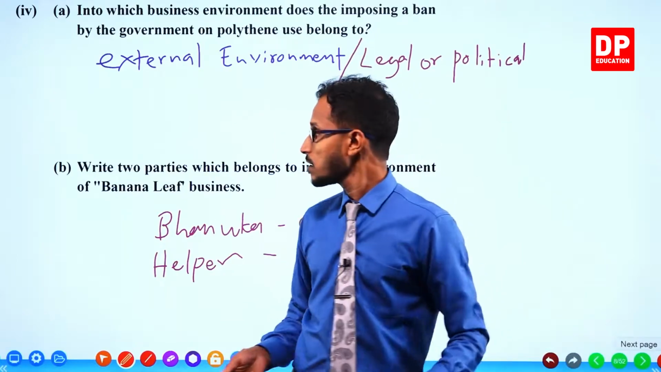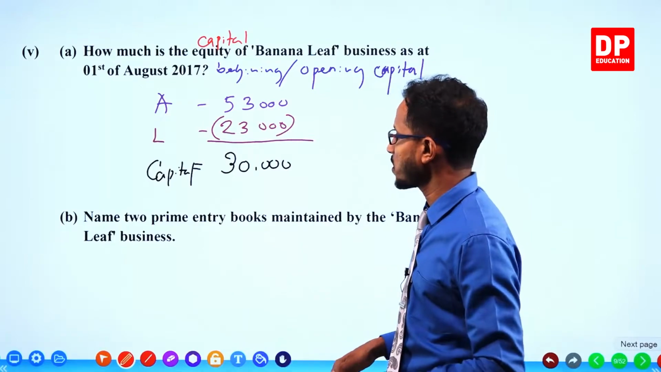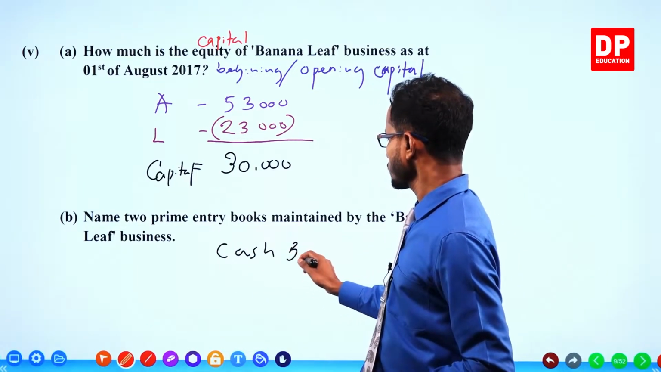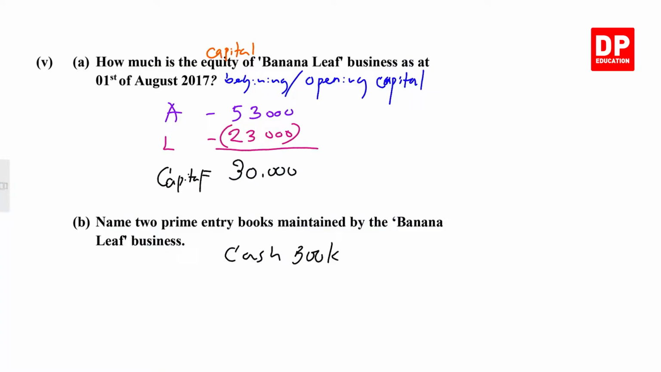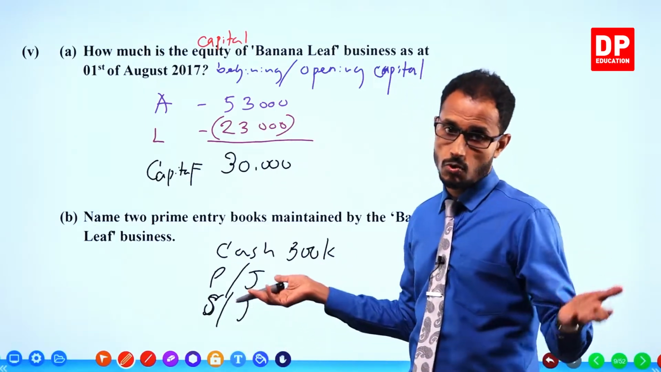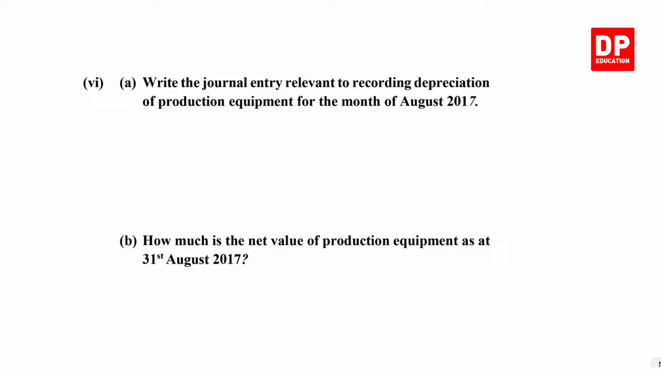You can write those answers easily. I mean, simple questions, right? Cash book. Purchases journal. Sales journal. Likewise, you can even name more prime entry books, but they're asking for 2. 6th question: write the journal entry relevant to recording depreciation.